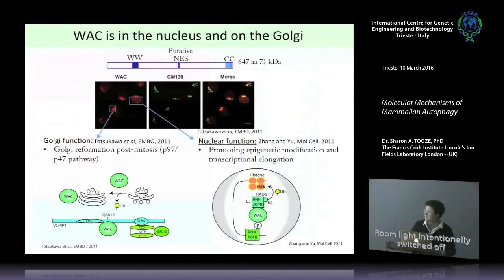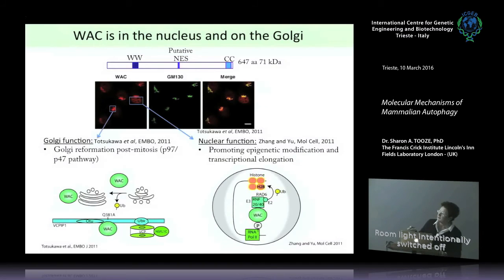This was a puzzle when the student started working on it, because there was only a little bit known about the protein. WAC stands for WW and coiled-coil domain-containing protein, because it has a small WW motif, a coiled-coil domain, and a putative nuclear export signal. What was known in 2011 when we started this project is that it was in the nucleus, because the data with the antibodies to the endogenous protein, which have been validated, shows that the protein is localized in the nucleus, but also in this juxtanuclear patch, which is the Golgi complex.